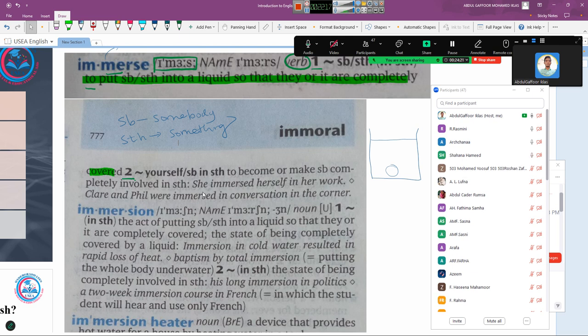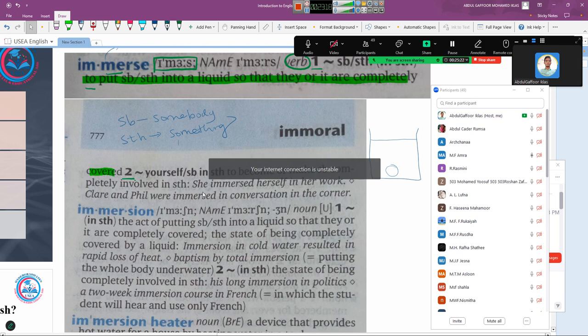First of all, you have to read the description. After that you have to read the first sentence 5 times. Okay, ready. 3 2 1 start. She immersed herself in her work. Herself in her work.